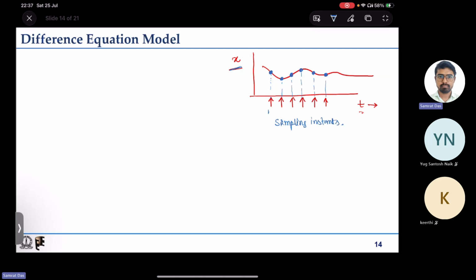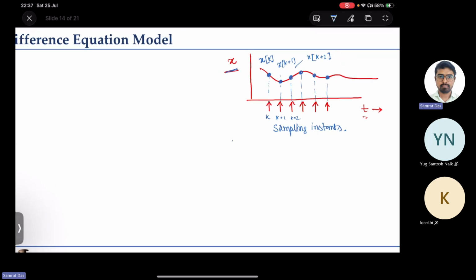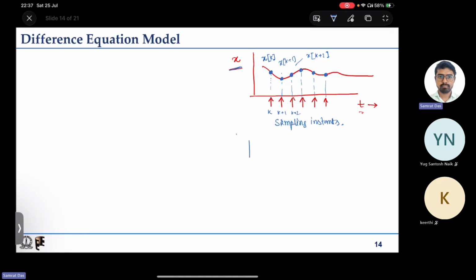and say this is k, this is k plus 1, this is k plus 2, whatever. So the value of x can be written as x of k, this is x of k plus 1, this will be x of k plus 2. So like that it will be. So actually the discretized representation of the same state variable will be like this.